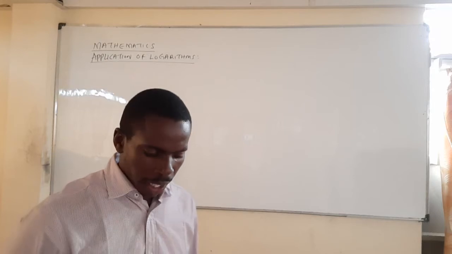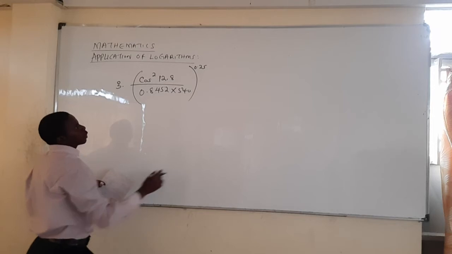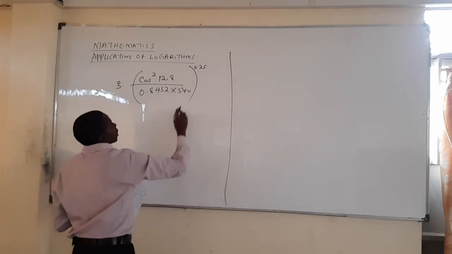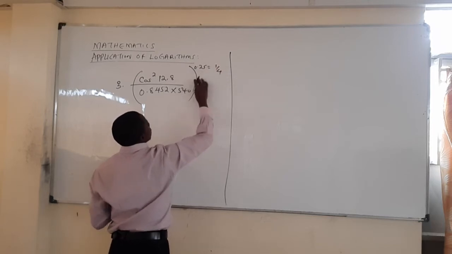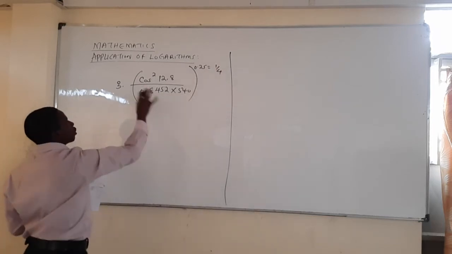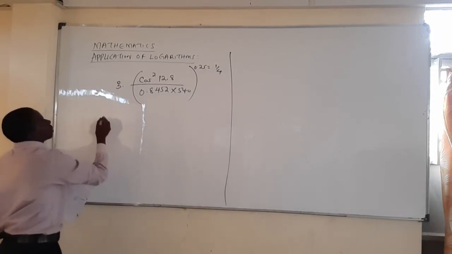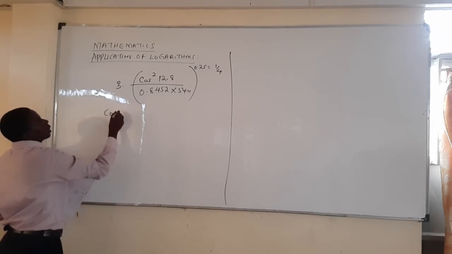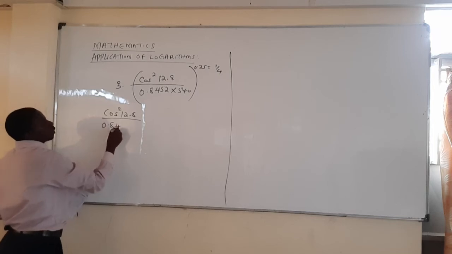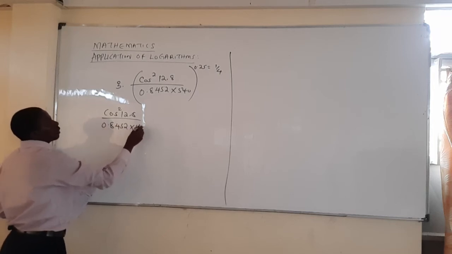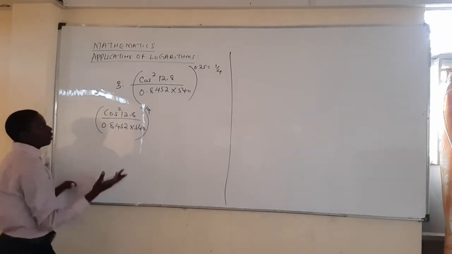Okay, so let's look at example 3. This one, when it's like that, you're using the logarithm to solve it. 0.25 is the same as what? The same as a quarter. So this is our quarter, or in other words, the fourth root of this number there. So let's write it as cos 12.8 squared over 0.8452 times 140 power a quarter. Power a quarter, this is the fourth root.